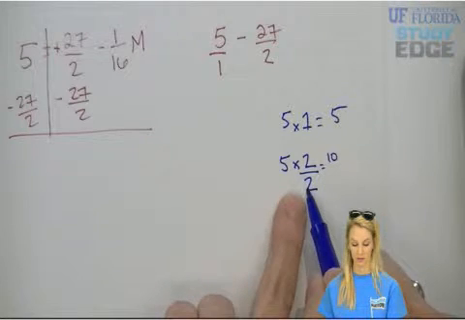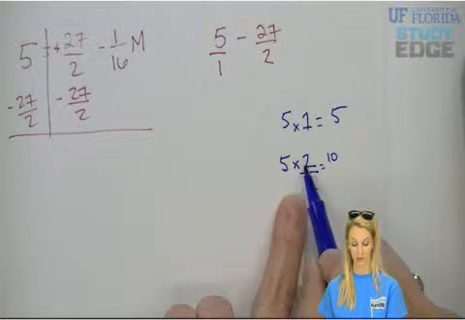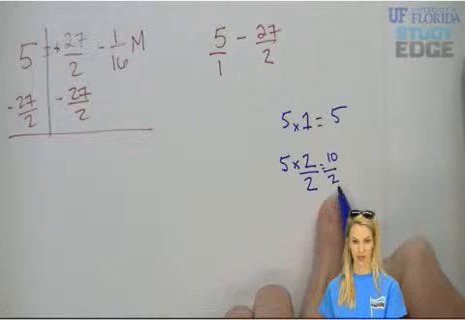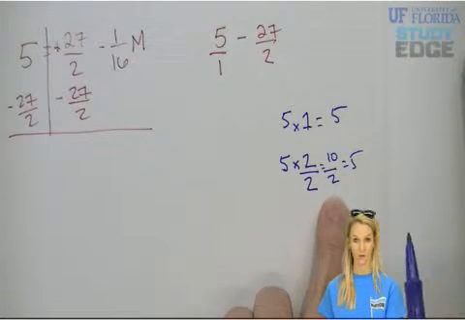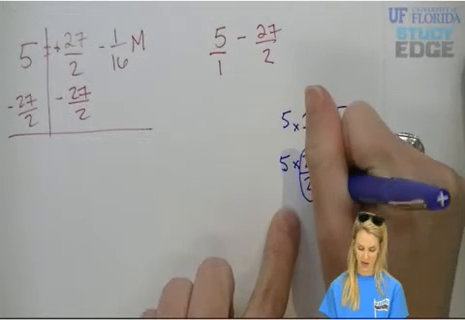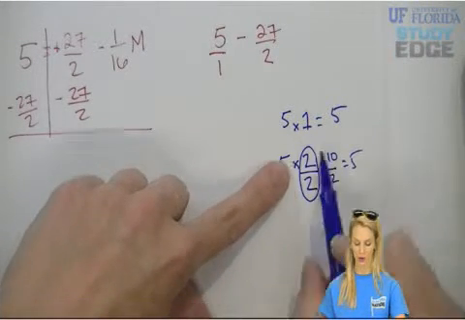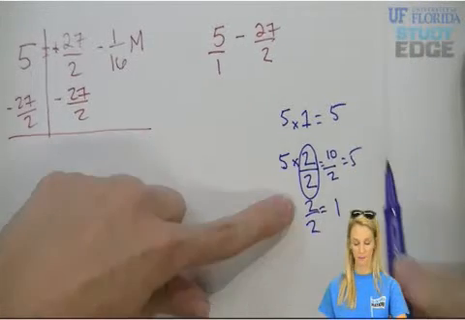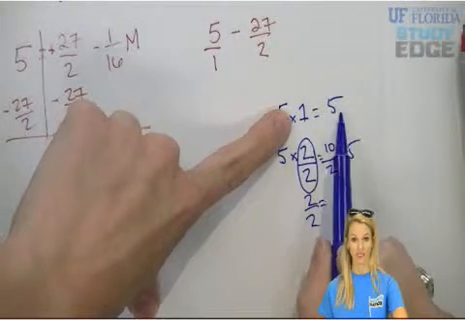Okay. 5 times 2 gives us 10. Okay, what's 10 divided by 2? 5. All we were doing right here is multiplying by 1. What's 2 divided by 2? 2 divided by 2 is 1. 5 being multiplied by 1 is equal to 5.